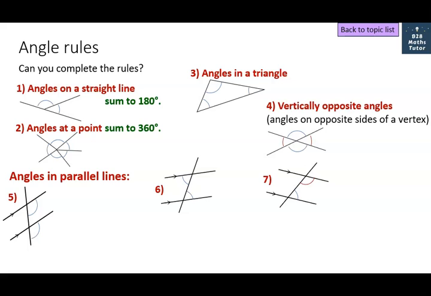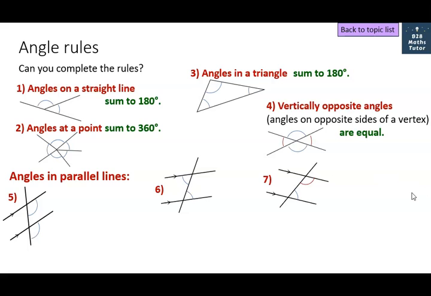Number 3, angles in a triangle, that's another 180. And for number 4, vertically opposite angles are equal. So this red angle is the same as this red angle. This blue angle is the same as this blue angle.